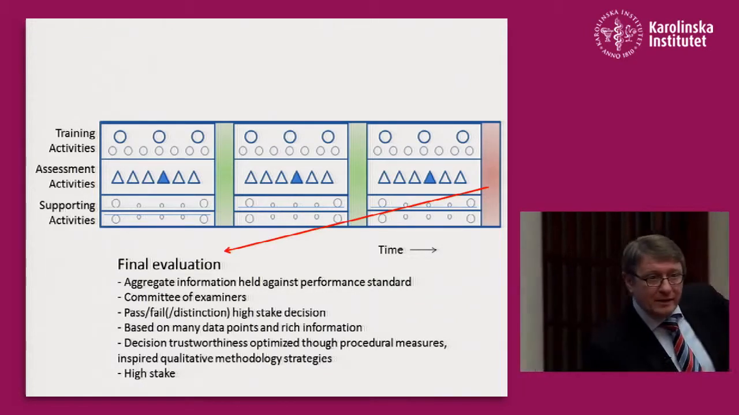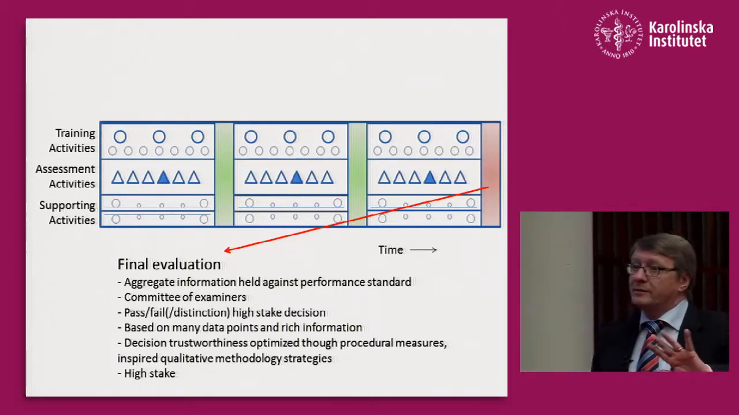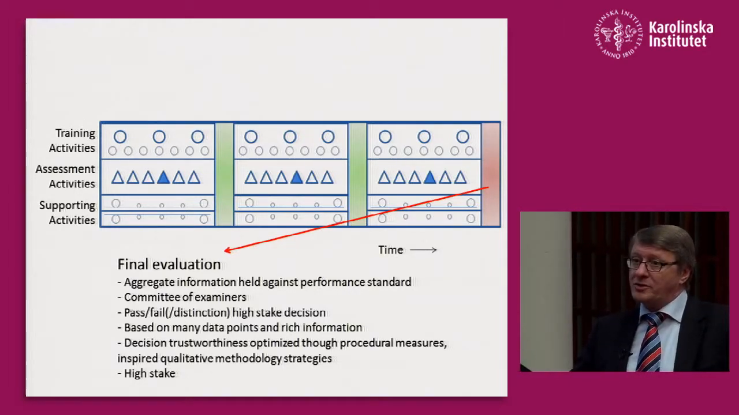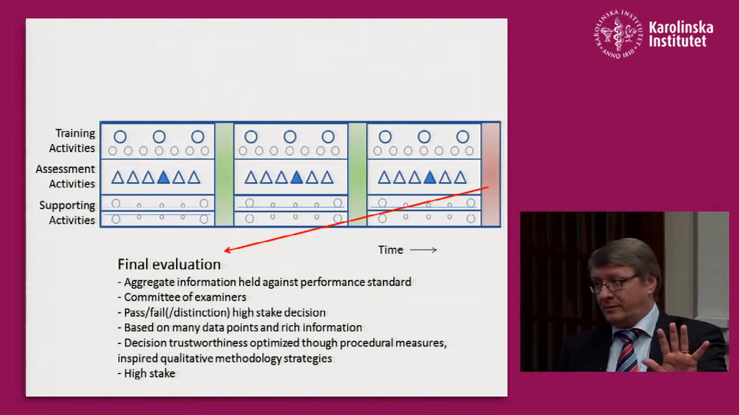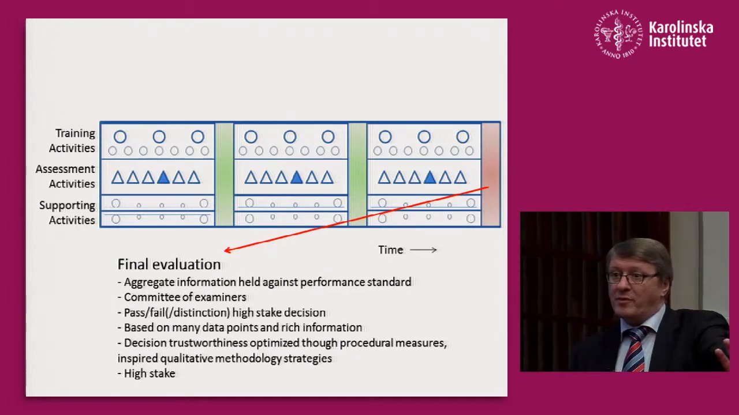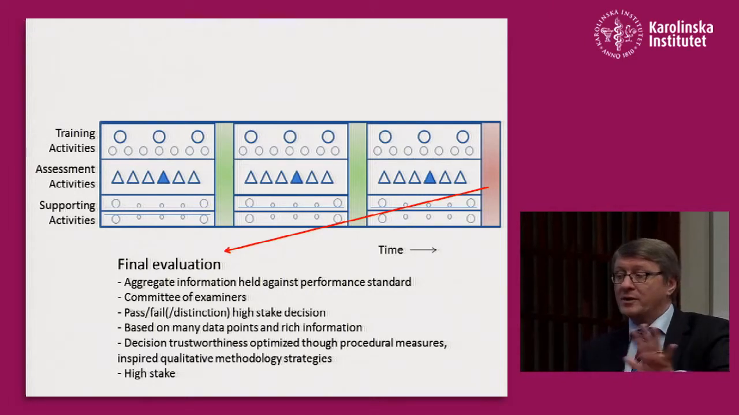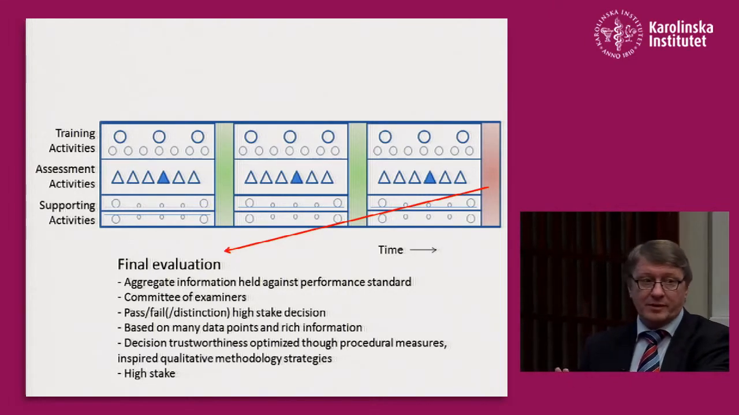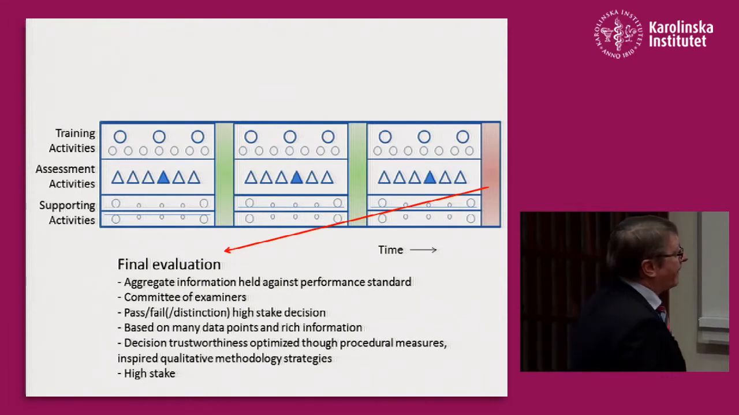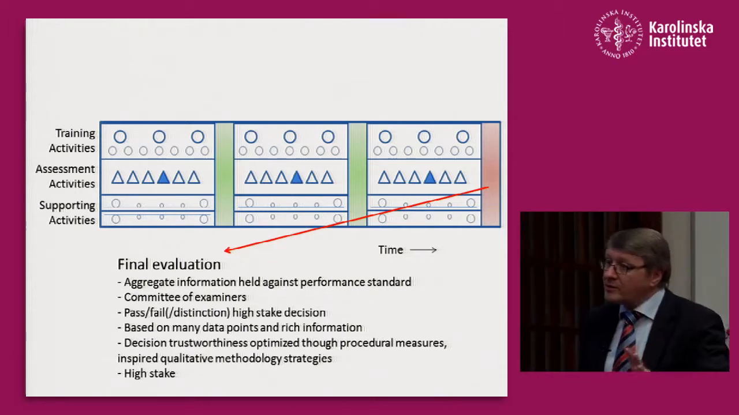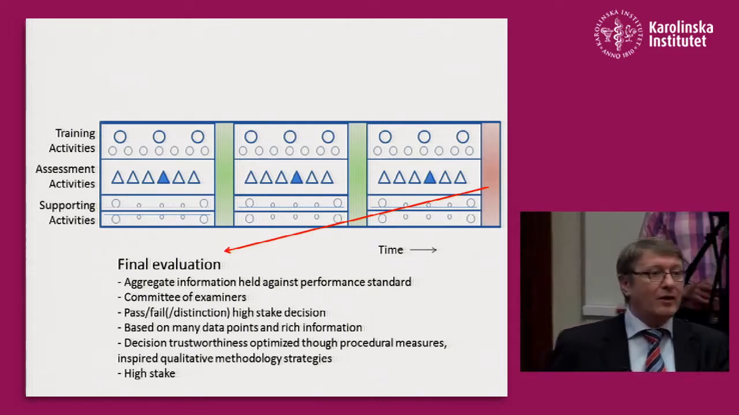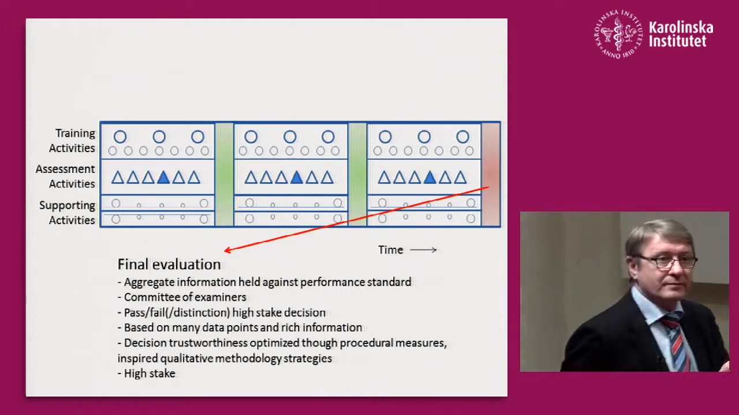Again, it's done by committee. It is done by looking at the longitudinal performance, holding it against a performance standard, which is a narrative from the competencies. So you have a performance standard against which you hold the longitudinal performance, and you take a decision. The high-stake decision will be based on a lot of rich information and on a lot of data points. Okay?